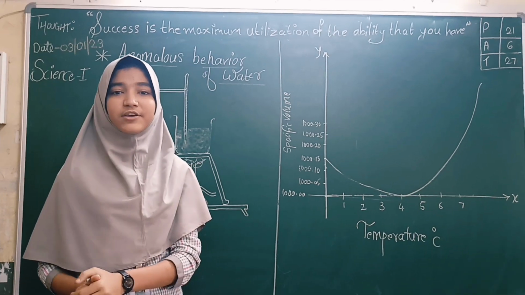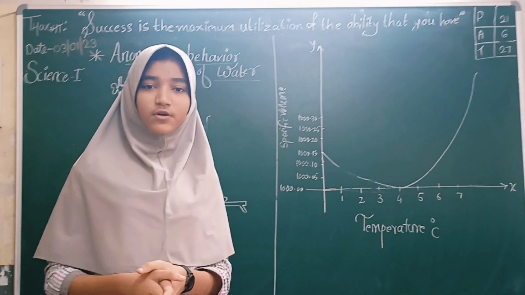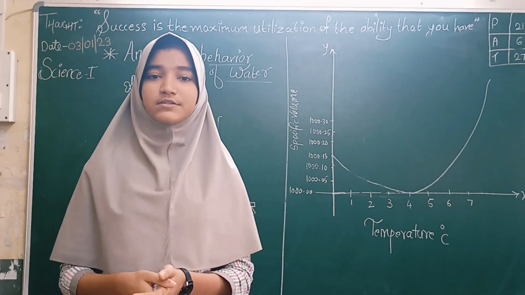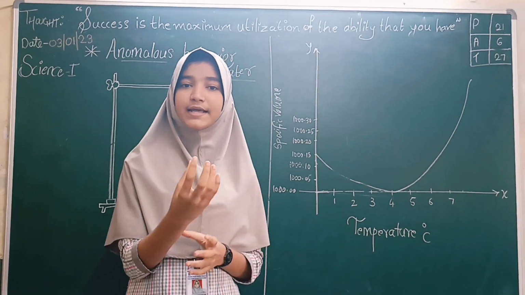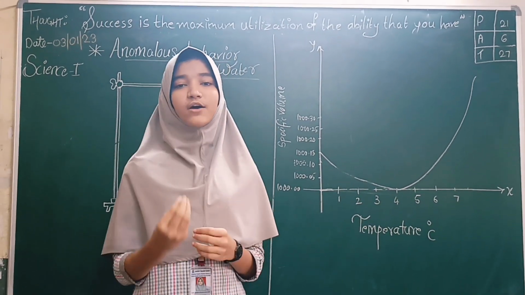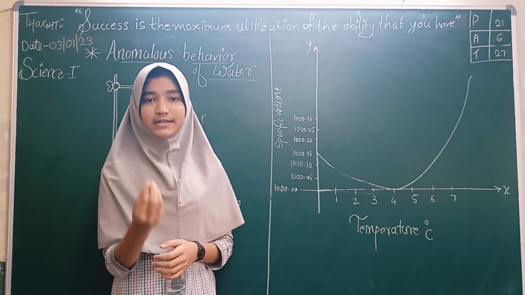Today I am here to explain an important topic in science one, that is anomalous behavior of water. Anomalous behavior is an unusual behavior of water between 0 to 4 degrees Celsius. So before that, we need to know the reason why on heating any liquid it expands and why on cooling it contracts. Simple reason for understanding, let's take a liquid.